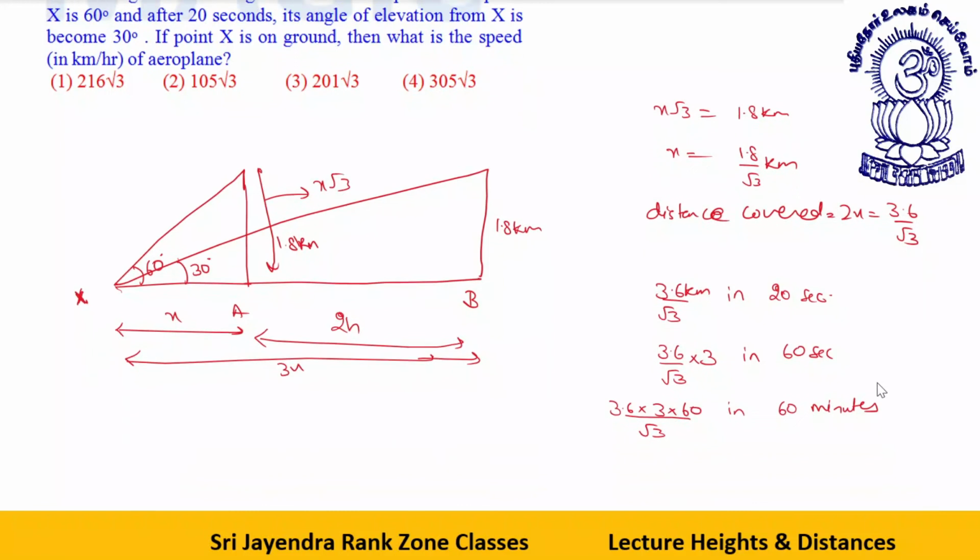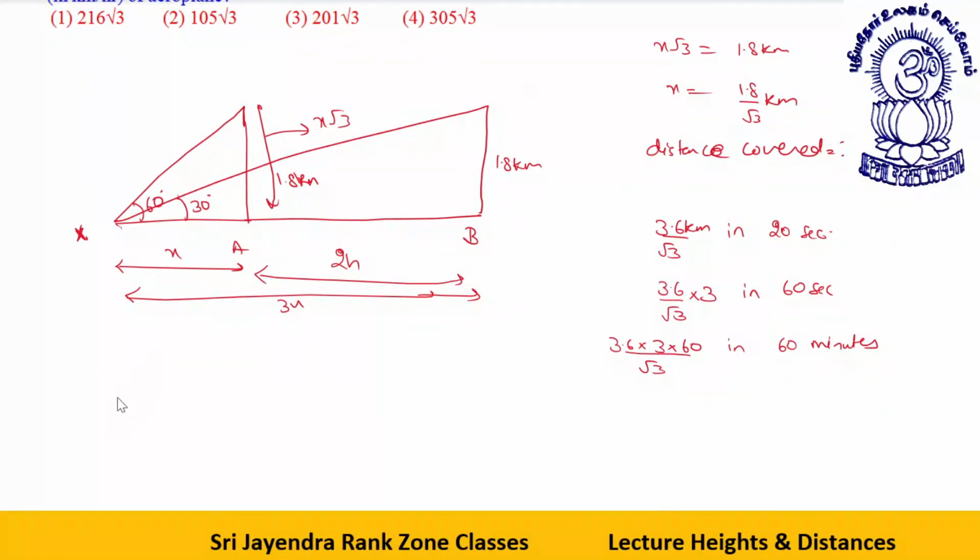Now see, it becomes easy actually. This becomes 6. This is 36 into 3 upon root 3 is root 3 into 6. 0 is over here. In 1 hour, this many kilometers. So 36 into 6 is 216 root 3 kilometer in 1 hour. Option number one is your answer.